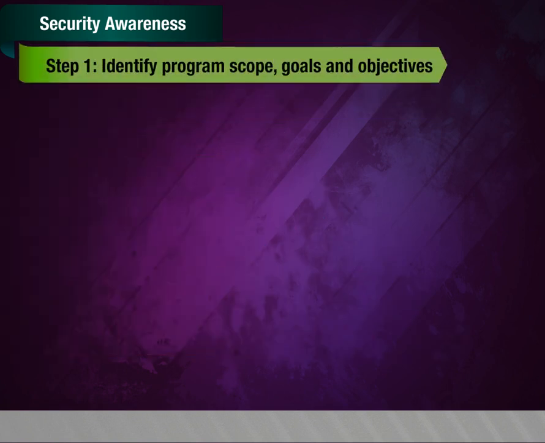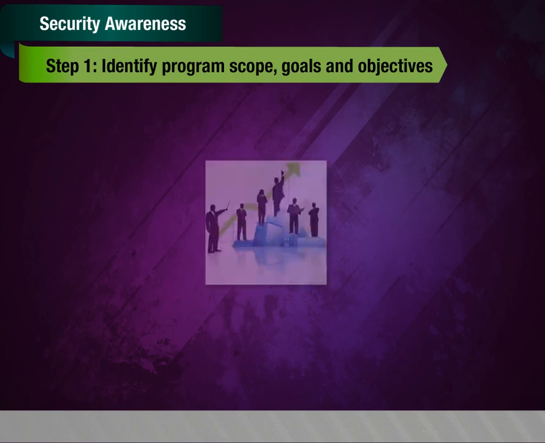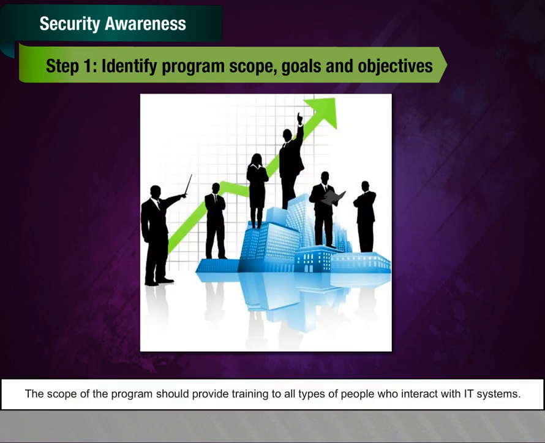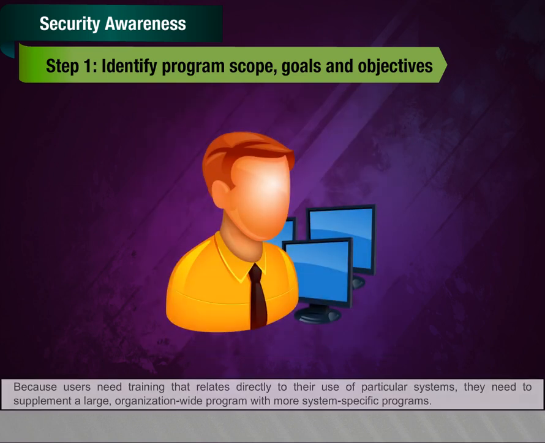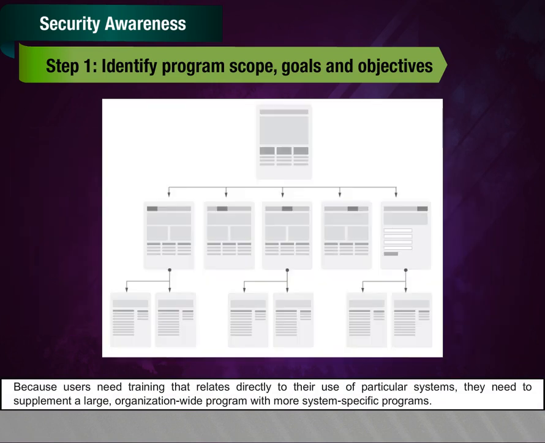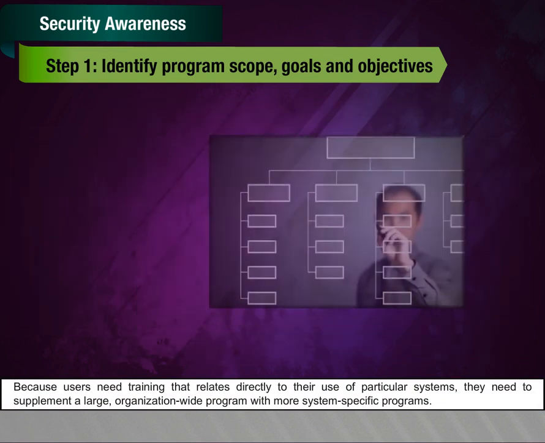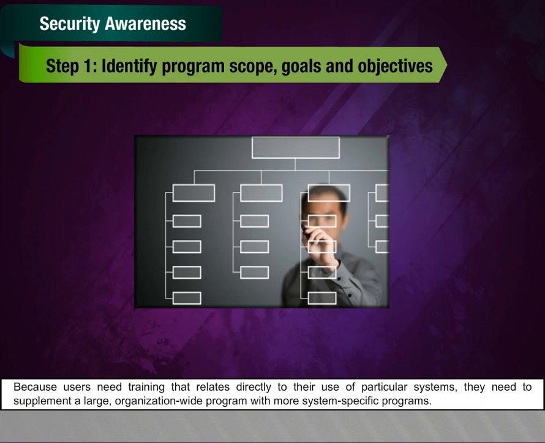Step 1. Identify program scope, goals, and objectives. The scope of the program should provide training to all types of people who interact with IT systems. Because users need training that relates directly to their use of particular systems, they need to supplement a large organization-wide program with more system-specific programs.